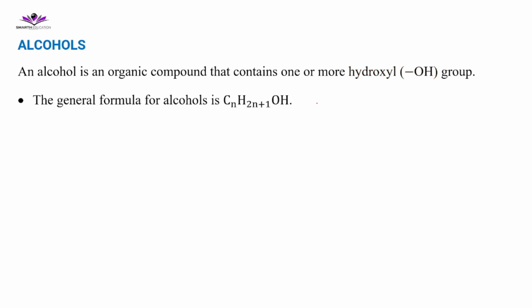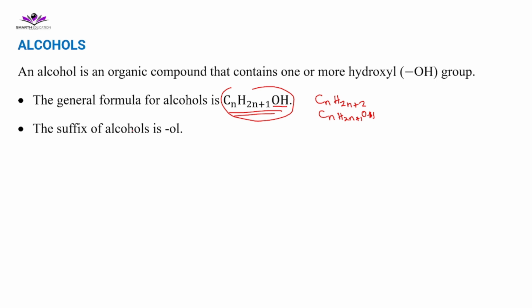Remember, we say that the general formula for alkanes is CnH2n+2. So if we have one hydrogen being replaced by the hydroxyl group, then we remain with CnH2n+1, because one hydrogen is replaced by the OH group, then we have the OH group there. This is the general formula for alcohols where we have one hydroxyl group. The suffix in the naming we use is "ol", that's why we have methanol, butanol, propanol, ethanol, etc.